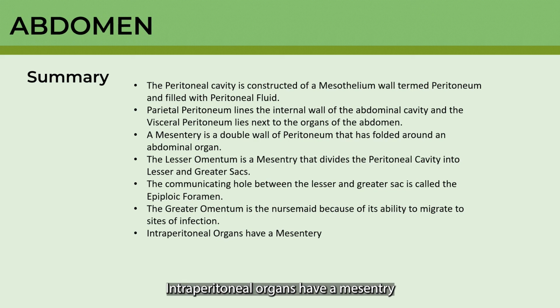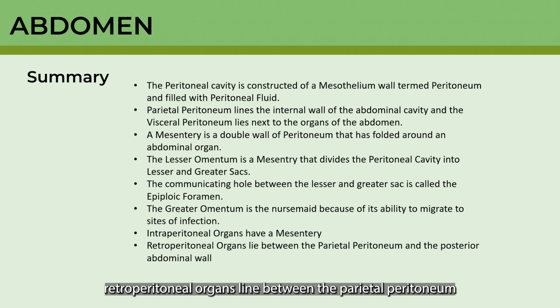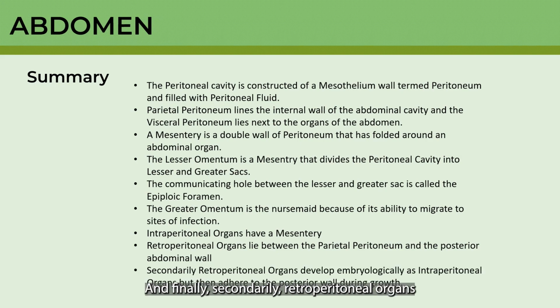Intraperitoneal organs have a mesentery. Retroperitoneal organs lie between the parietal peritoneum and the posterior abdominal wall. And finally, secondarily retroperitoneal organs develop embryonically as intraperitoneal organs, but then adhere to the posterior wall during growth.